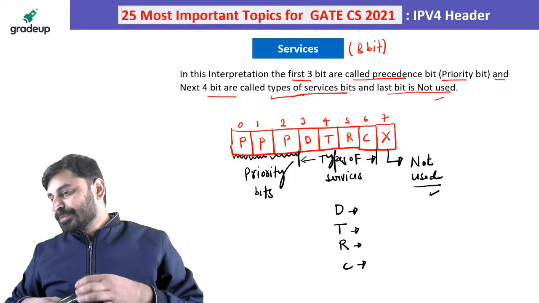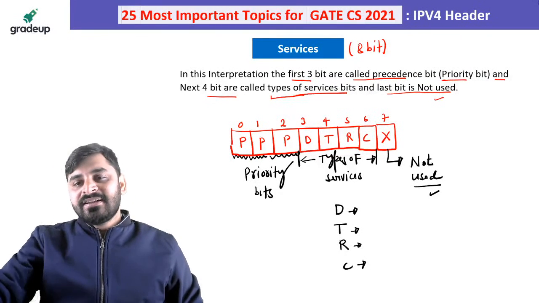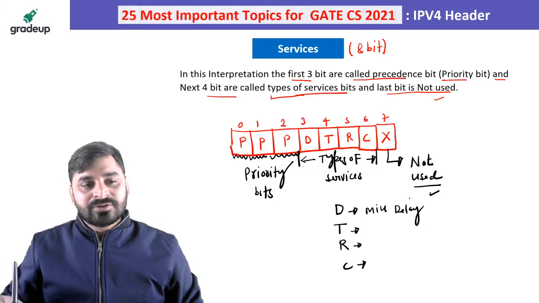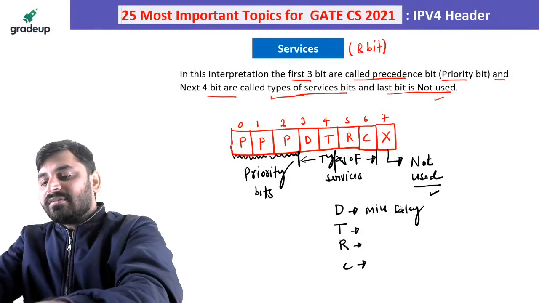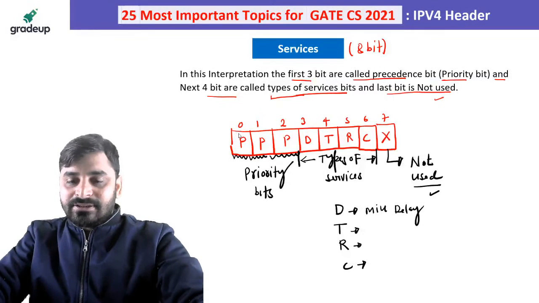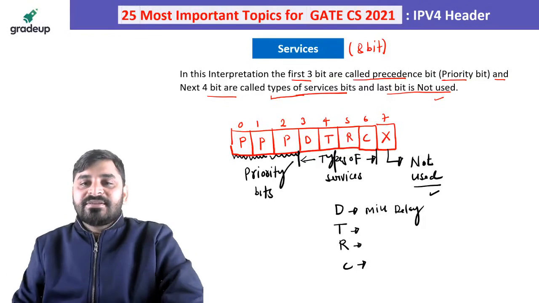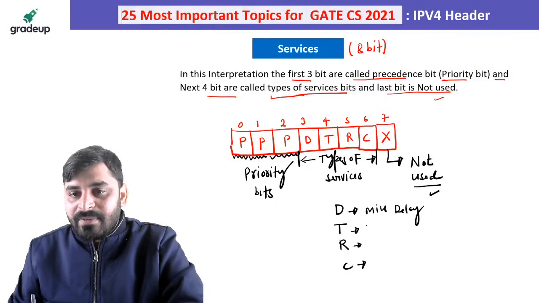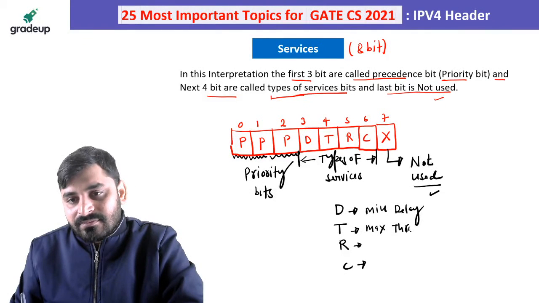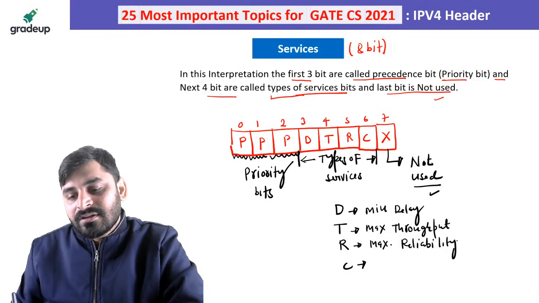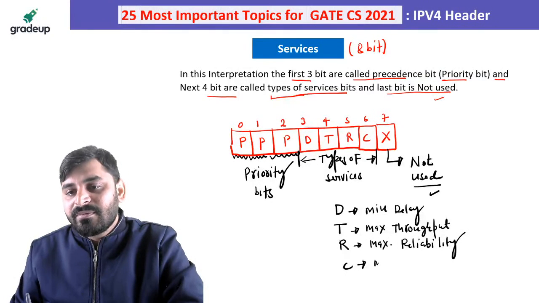डिले आप क्या चाहते हो, मिनिमम मैक्सिमम? सर डिले तो मिनिमम ही चाहेंगे, I want minimum delay. What you want, guys? Minimum delay. Throughput. Throughput you want maximum. R means reliability. What you want? Maximum reliability now, or high reliability. C means cost. Cost you want minimum or maximum? Minimum cost, sir.